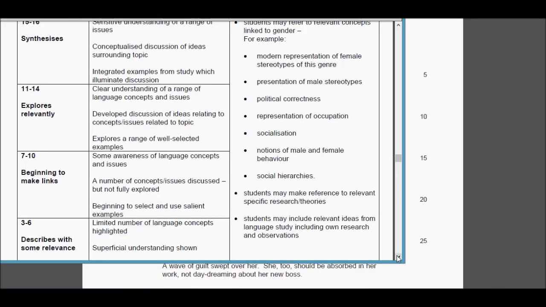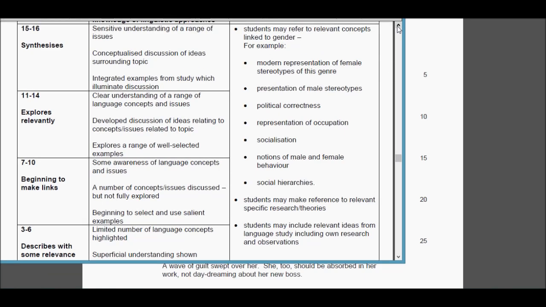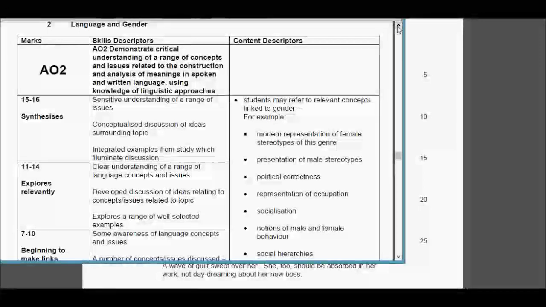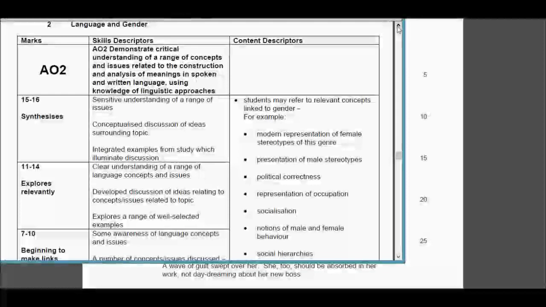You could also make reference and should make reference to relevant theorists, and if you have any relevant ideas from language study, including your own research and observations, it's important to know that you can include those as well. In terms of how many marks you're awarded in this question, it's worth 48 in total, so it's worth noting that the balance between AO2 and AO3 isn't 50-50. AO2 is worth 16 marks compared to AO3, which is worth a maximum of 32 marks. So it's interesting to note that distinction.